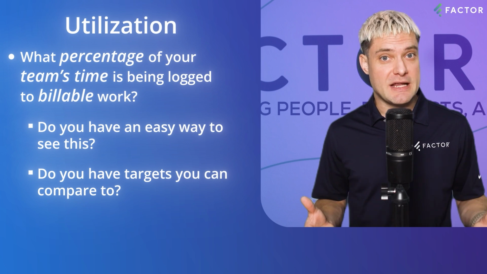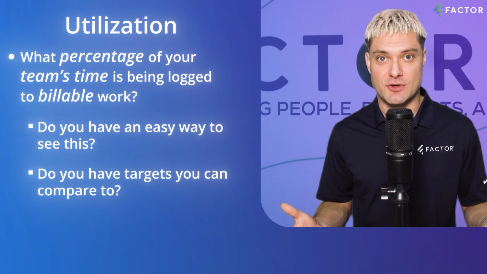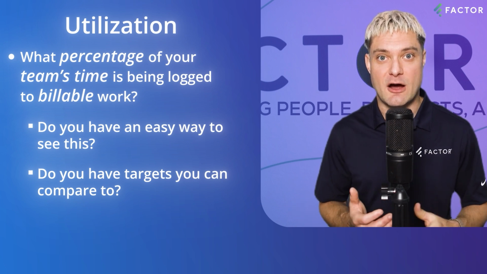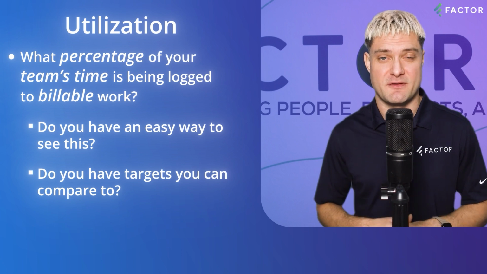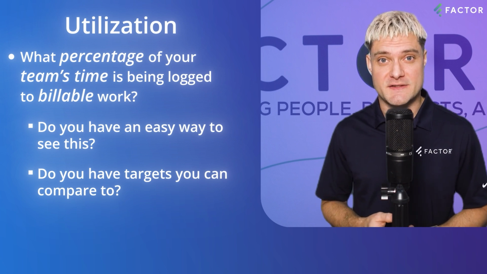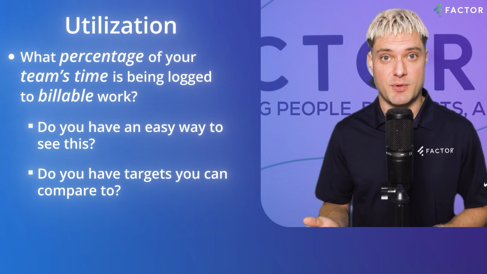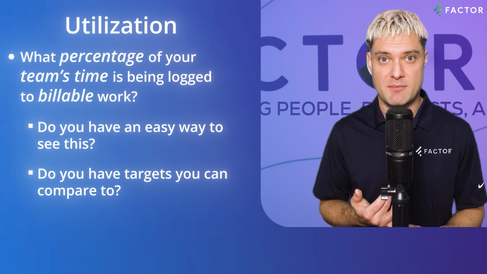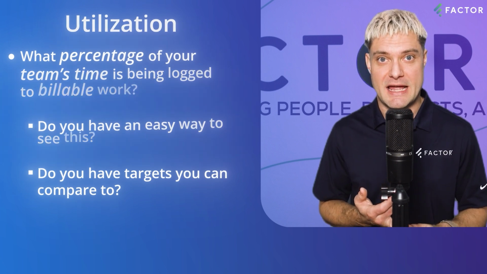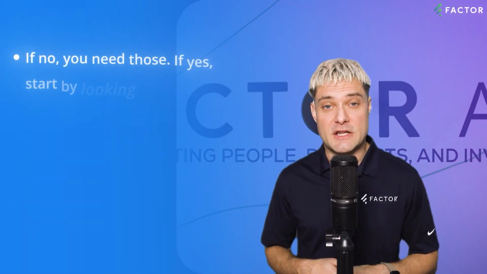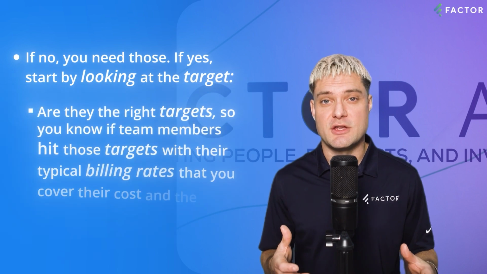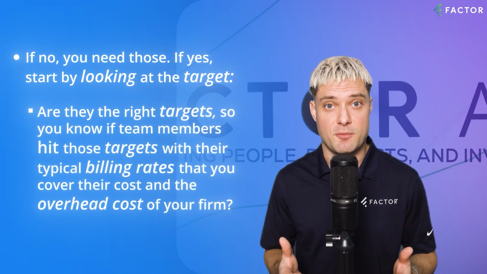Now, you should have an easy way to see how utilized your team is and how billable their time was, at least after the fact. You should also have targets established and make sure that those are communicated both to the team members that are logging time and project managers that might have a hand in scheduling them. And it's also important to ensure that your utilization targets are appropriate.